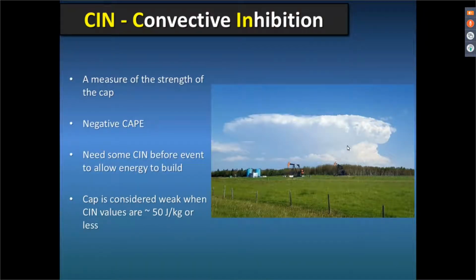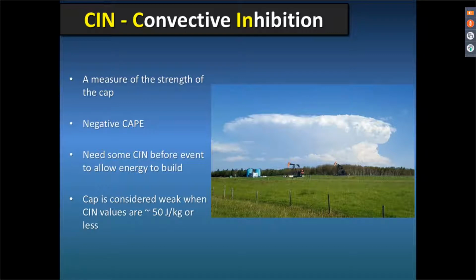And the kind of opposite of CAPE is convective inhibition, or CIN, C-I-N. And this is basically a measure of the strength of the cap in the atmosphere or the downward motion in the atmosphere. And a lot of times there can be that cap in place that's not allowing thunderstorms to form. But if you've got that cap and you've also got intense instability in place, it's like putting a lid on the pot. It can allow that instability to build up, or that energy to build up.